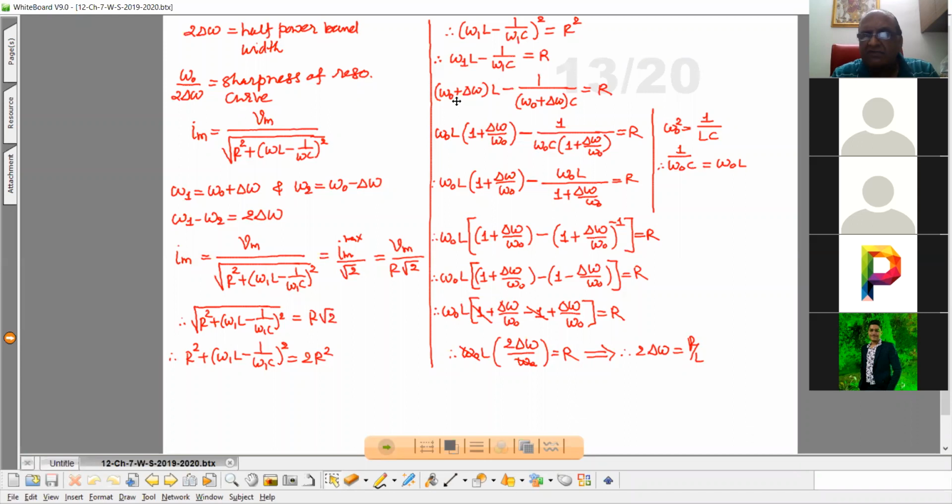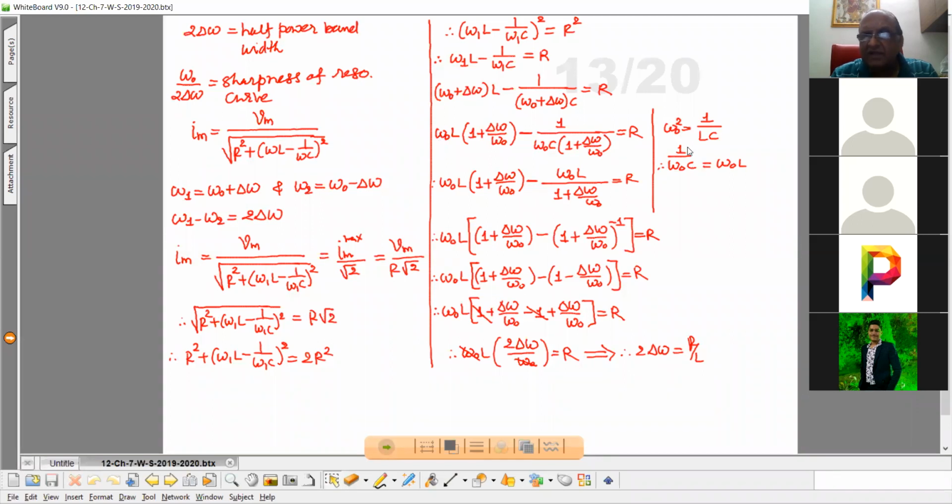Now replace omega 1 by omega 0 plus delta omega into L as it is, minus 1 upon omega 0 plus delta omega into C, that is equal to R. Now here from this bracket take omega 0 common. So we can write omega 0 into L, so 1 plus, now here we can write delta omega upon omega 0. Similarly from this bracket take omega 0 common. C is there already outside the bracket. So omega 0 C into 1 plus delta omega by omega 0.